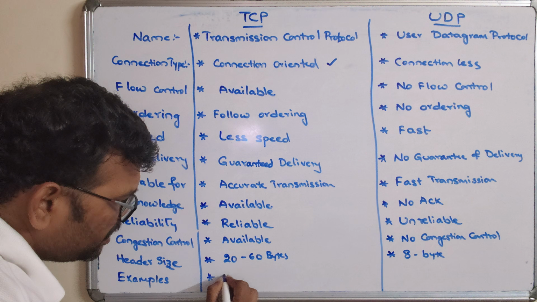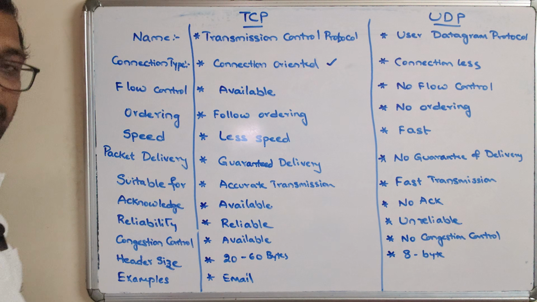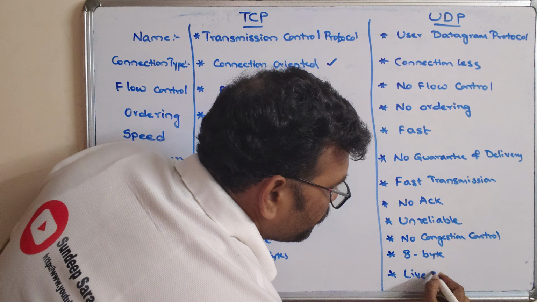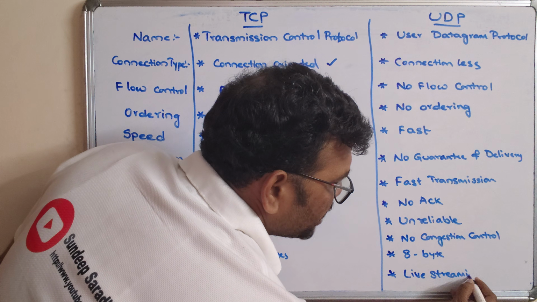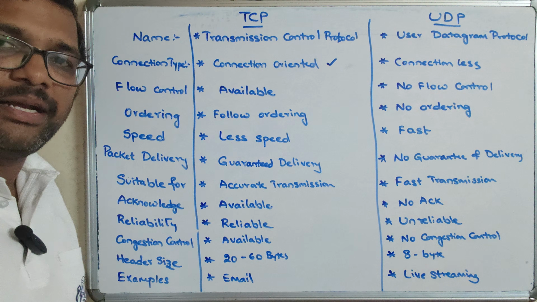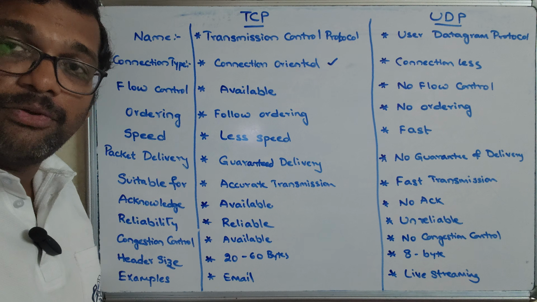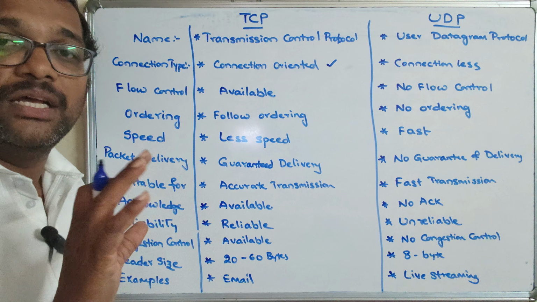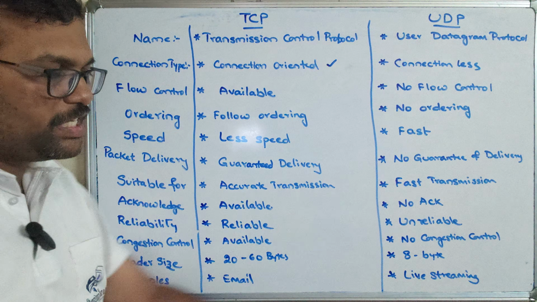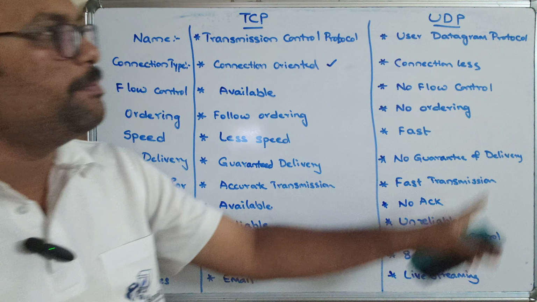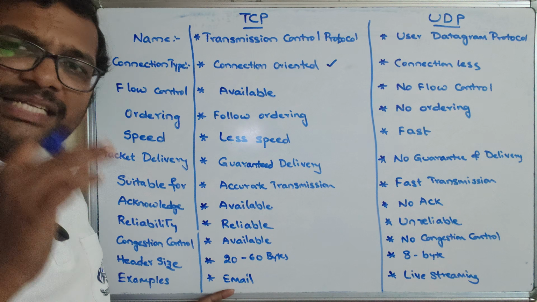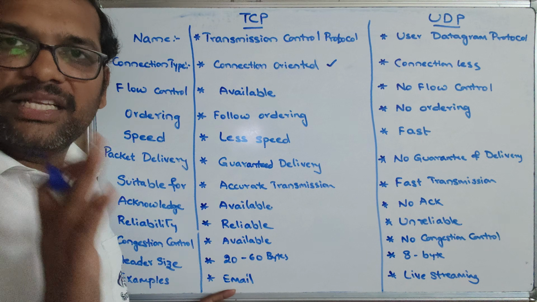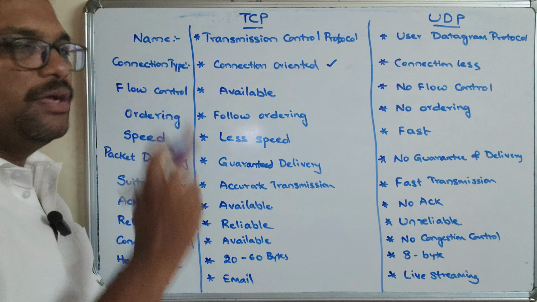examples. Simply we can say mailing for TCP, and live streaming is an example for UDP. It doesn't bother whether the data has really been received by the receiver or not. It will keep on moving, right? If any one packet is lost, that doesn't affect the streaming data. So that's why this is an example for UDP. And email is accurate, so whatever data you send from here, the receiver will receive the same data in the same order. So email is an example for TCP.